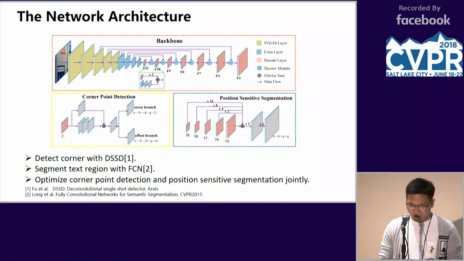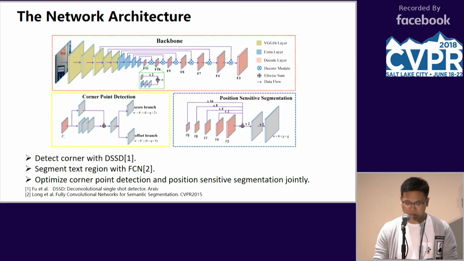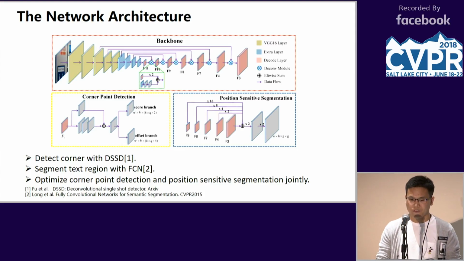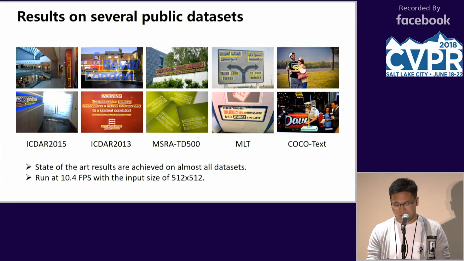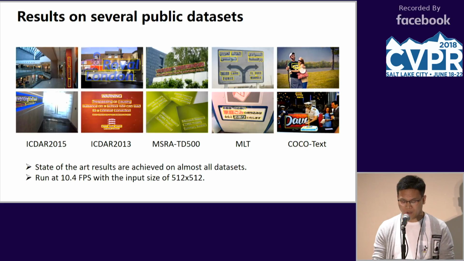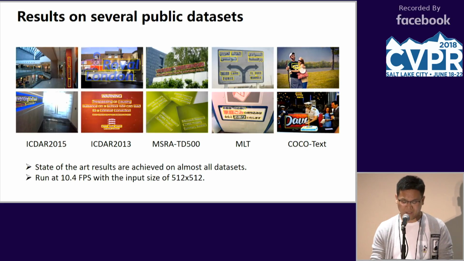The backbone of our network is VGG16. We detect corners with DSSD and segment the text regions with FCN. The corner point detection and the position-sensitive segmentation share the same features of the backbone and can be obtained jointly. We evaluate our method on 5 public datasets. State-of-the-art results are achieved on all datasets. Besides, our model can run at 10.4 FPS with the input size of 512 by 512.